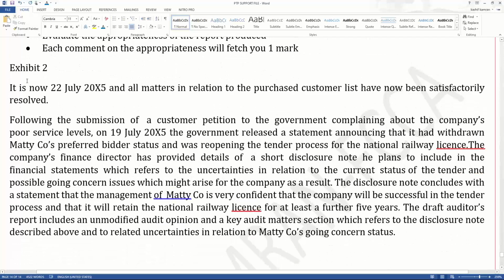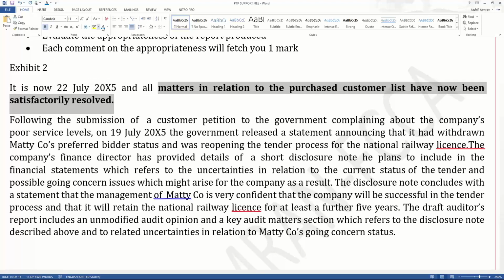It is now the 22nd of July, and all matters in relation to the purchase customer list have been satisfactorily resolved. Is that clear? So is the management in agreement with the auditor on the purchase customer list? Yes. But are they in agreement with the auditor on the railway license and on the chairman's statement? No. So it is the 22nd of July.